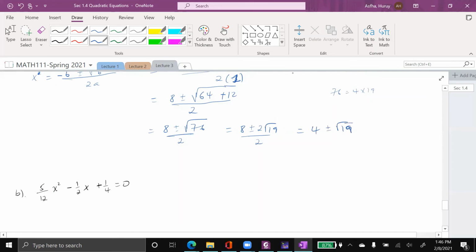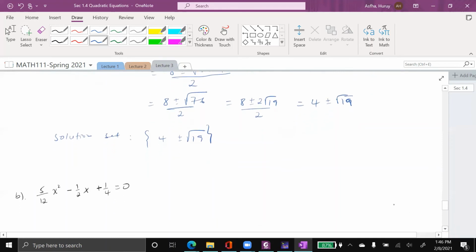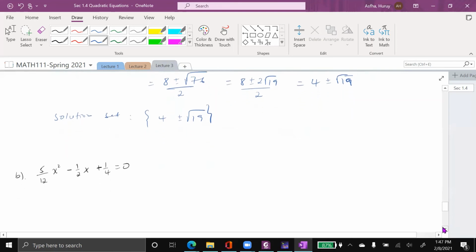Therefore, the solution to this one is 4 plus or minus root 19. So as you can see, this is much easier, of course. And the good thing is you can use it whether or not the coefficient of the first term is 1. It doesn't matter. You can always use the quadratic formula.